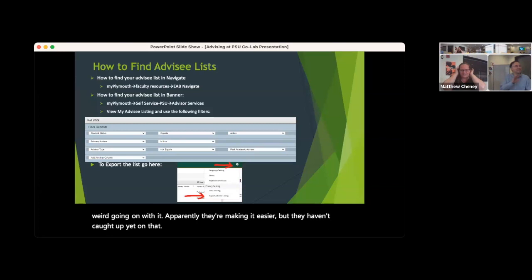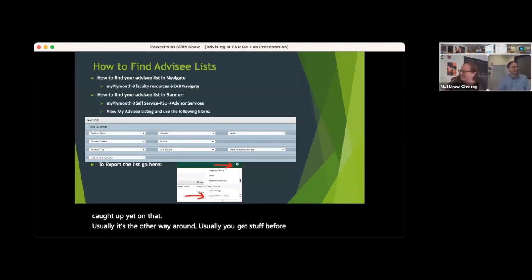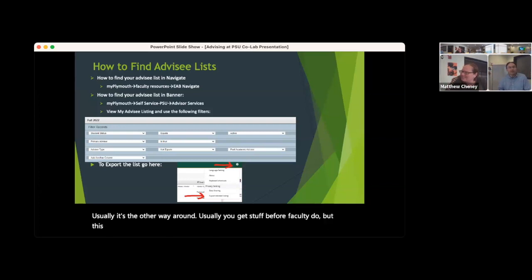No, it still shows that. Usually it's the other way around. Usually you get stuff before faculty do. I know, but this time, mine clicking on that link is actually accurate.